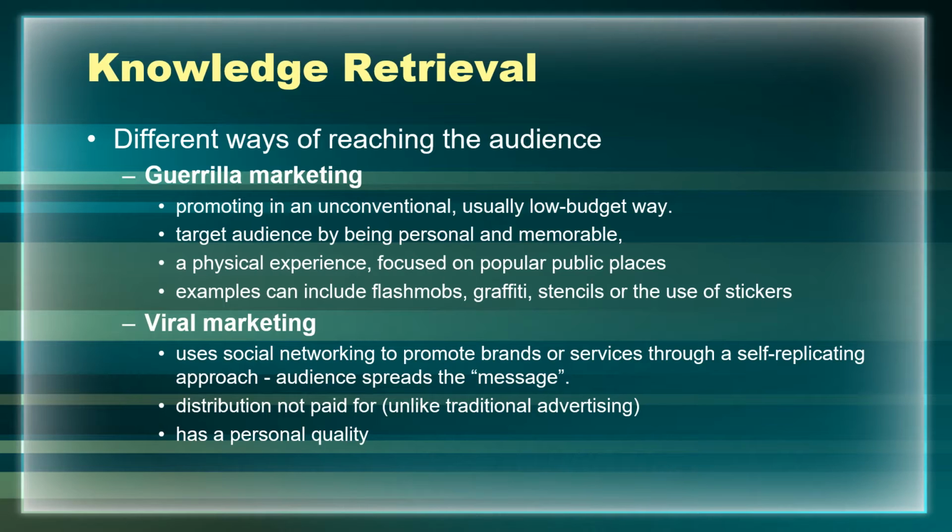And the advantage of both guerrilla and viral marketing is there is a personal quality to it. There's a sense that it's happening to you and that you are in control of it. And if you receive a link to a viral campaign product, then it's come to you from someone you trust, a friend, rather than a faceless advertising agency. So guerrilla marketing happens in a physical space, and the idea is to share that and it becomes viral.